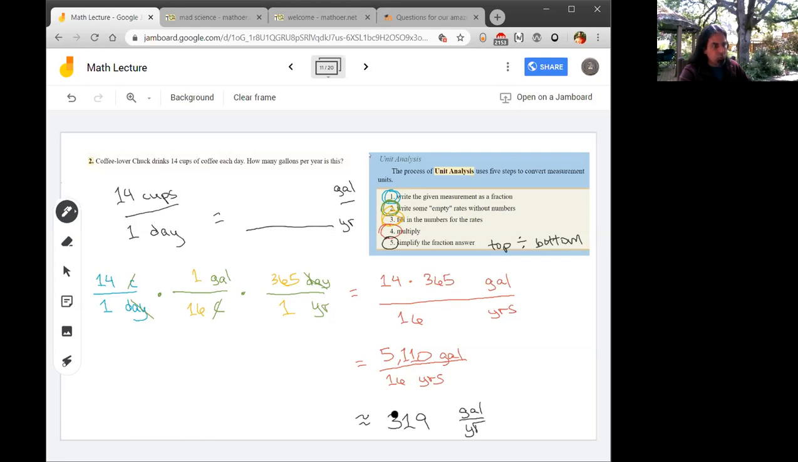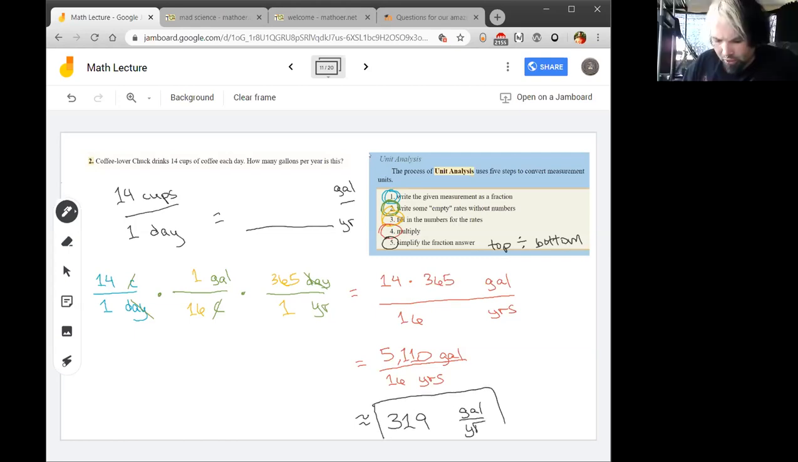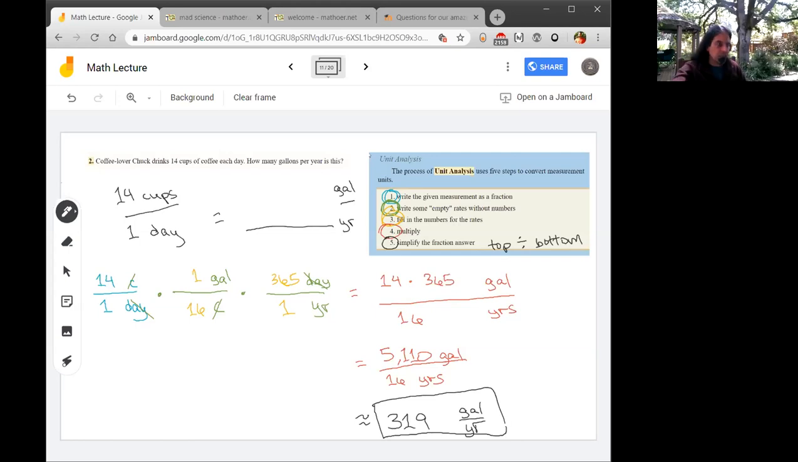Everyone get that too? Yeah, it was like 319 and 3/8. If you wanted to round to 320, I wouldn't mark that wrong. Do we really think Chuck is that consistent? Who knows? This is obviously fictional. We hope.